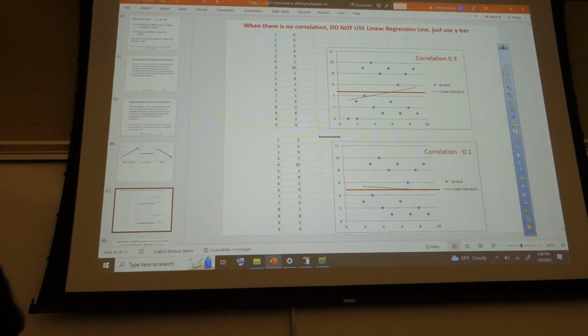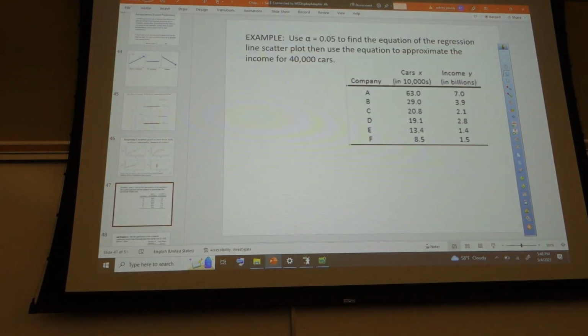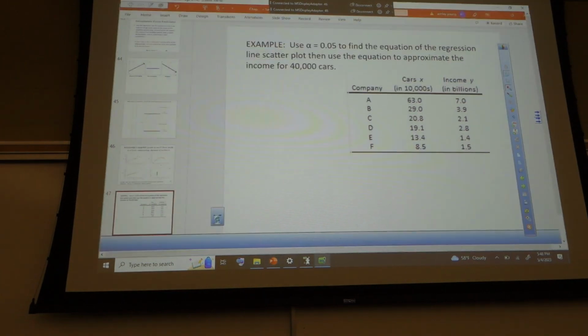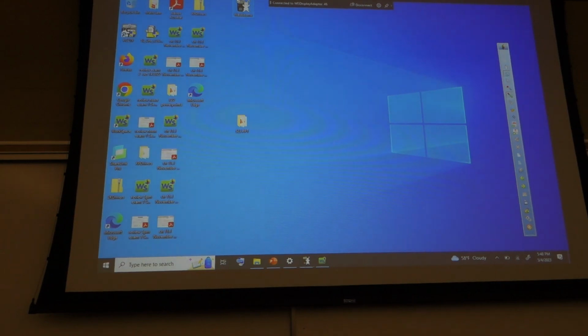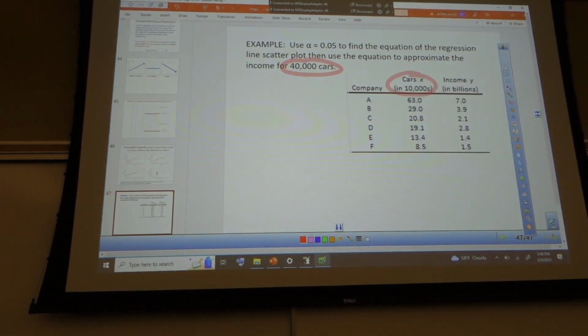So hopefully I've bumped that into your heads enough times. We're going to do an example very quickly. Use alpha equals 0.05 to find the equation of the regression line for the scatter plot, and use that to approximate income for 40,000 cars. So 40,000 cars, is that my X or my Y? Cars, that's your X. Yep, that's my X. And see how the cars is in 10,000s? How many 10,000s is 40,000? 4. So X here, we're saying X is 4.